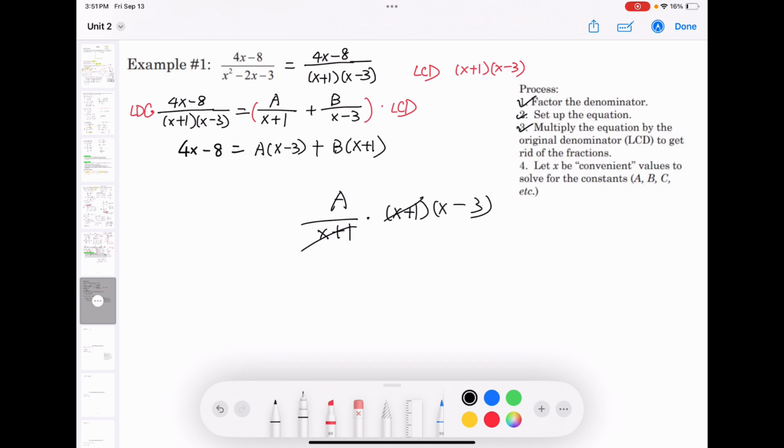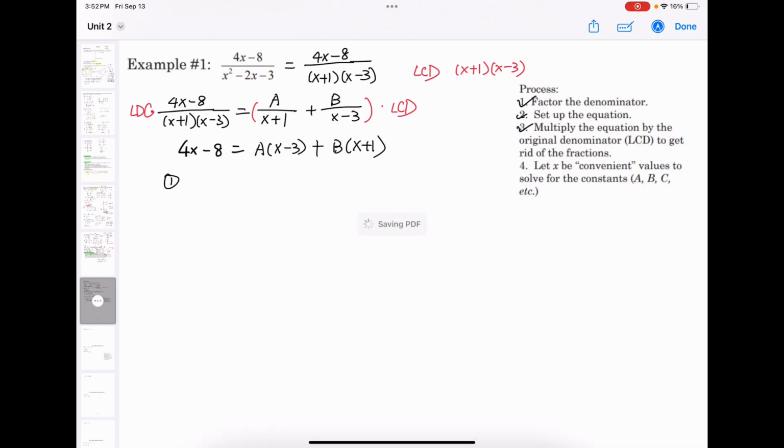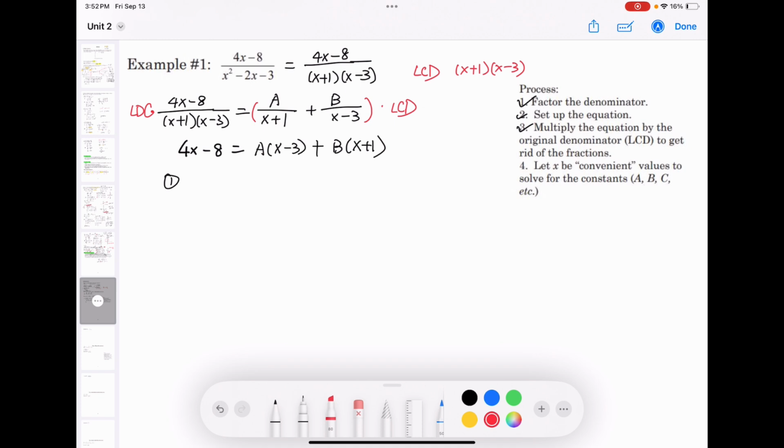Now we need to choose some convenient value to solve for the A and the B. So first we will set the first denominator or the first factor. Okay, we will set this part. So we will set this part is equal to 0. And then later we will set this part is equal to 0.